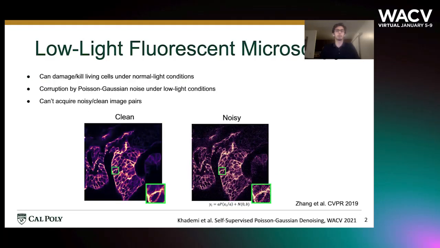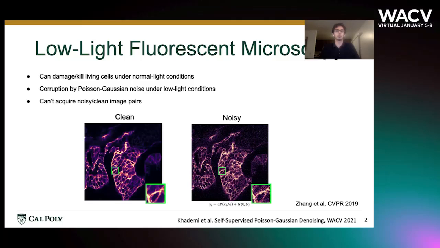First, I will discuss some motivations for our work. In fluorescent microscopy, imaging under normal or intense light conditions may damage or kill living cells. Thus, images must be acquired under low light conditions. Unfortunately, this results in images that are corrupted by a high level of Poisson-Gaussian noise. So, to recover a clean image, we must use denoising.